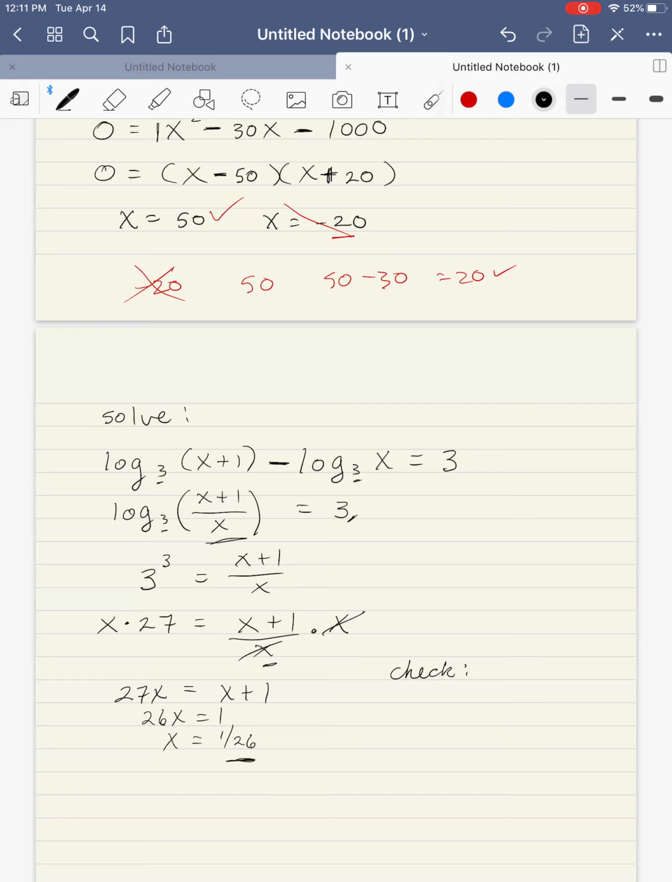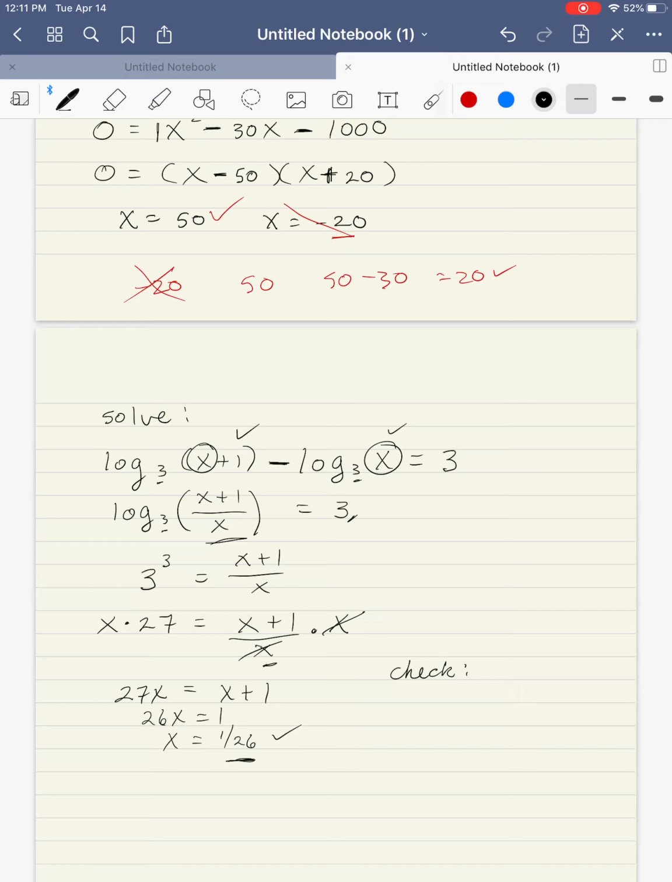But don't forget we need to check. And again, we are checking to make sure that if I put 1 over 26 in for x here and for here, we get a positive argument. So 1 over 26 plus 1 is positive, and 1 over 26 is positive. So 1 over 26 is our solution.